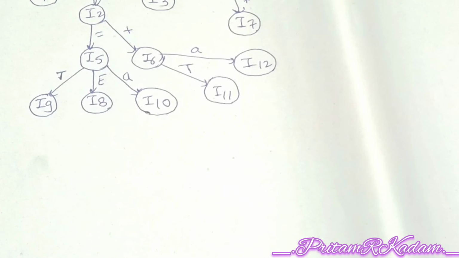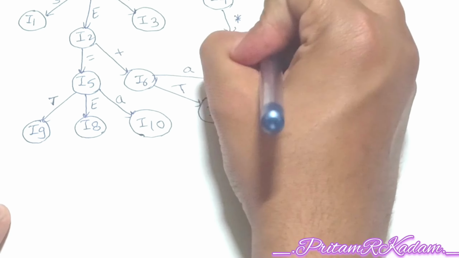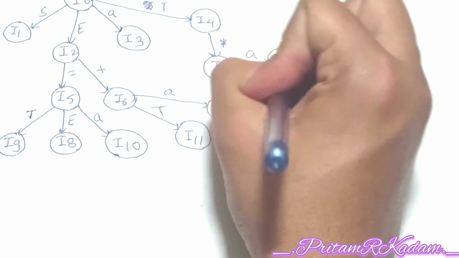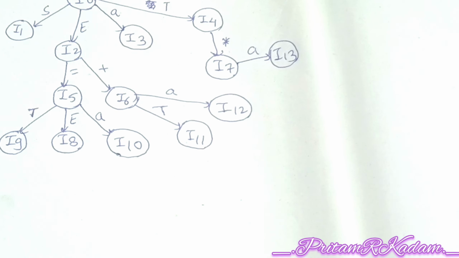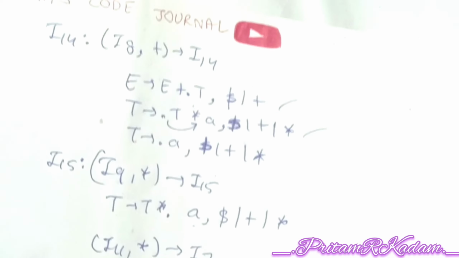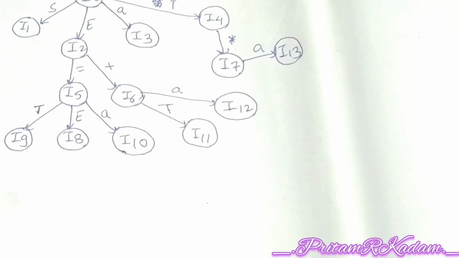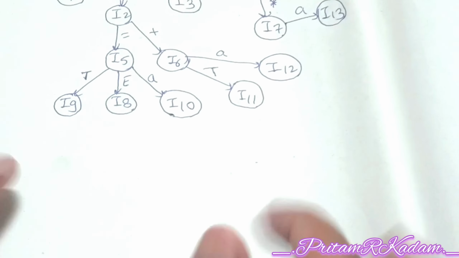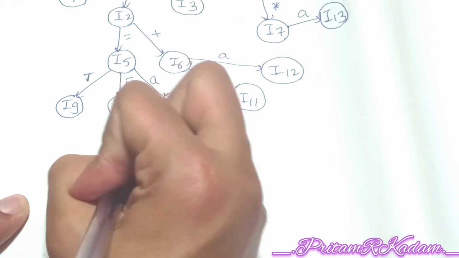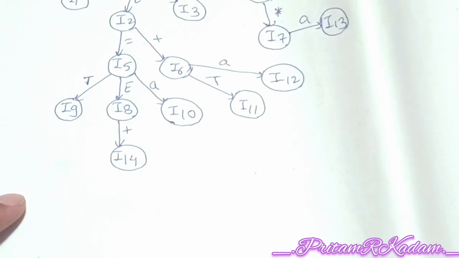Okay. So now let us proceed for the I13. So I7 on small a goes to destination as I13 state. Okay. Now we will go for the next one. So we have the next thing as I8 on plus goes to I14. So plus on top of the arrow and I14 as the destination part.